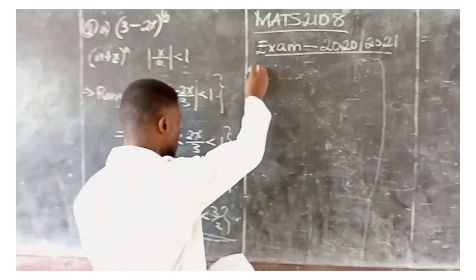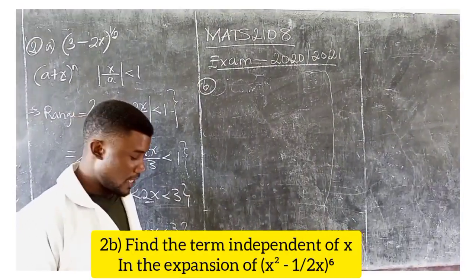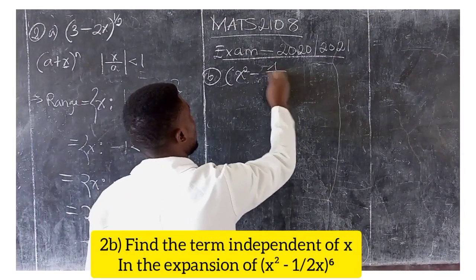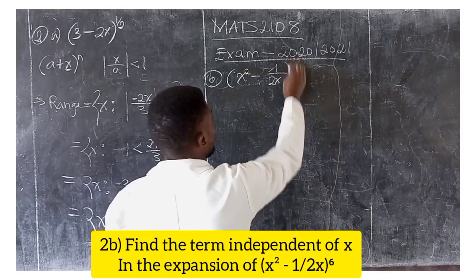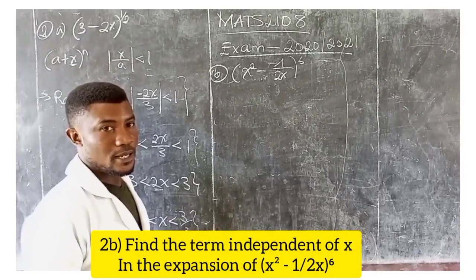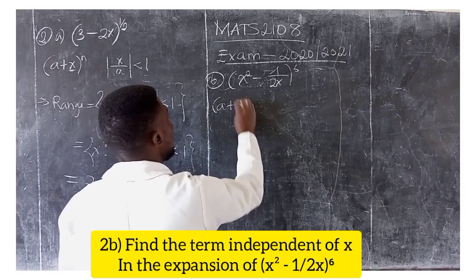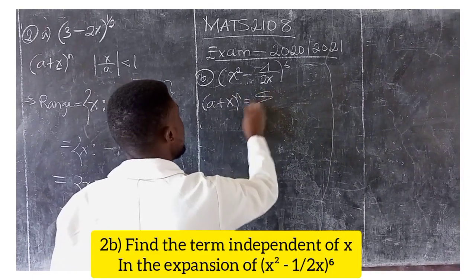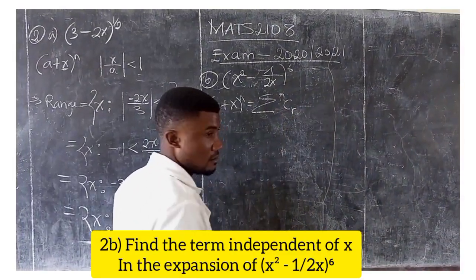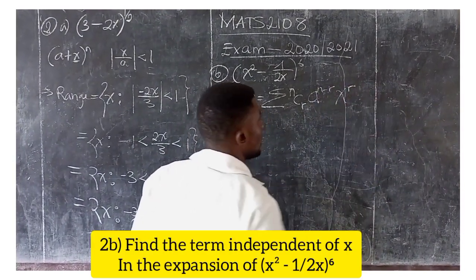Then number 2b says, find the term independent of x in the expansion of x squared minus 1 on 2x to the power 6. Find the term independent of x. Here we are applying the binomial theorem. From this, we know that a plus x to the power n, by the binomial theorem, is the sum of n combination r, a to the power n minus r, x to the power r.